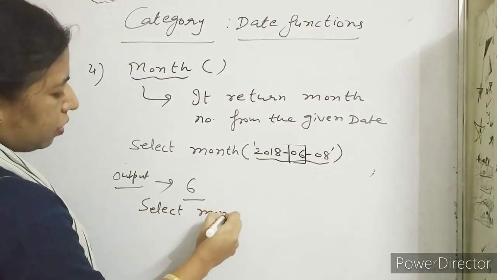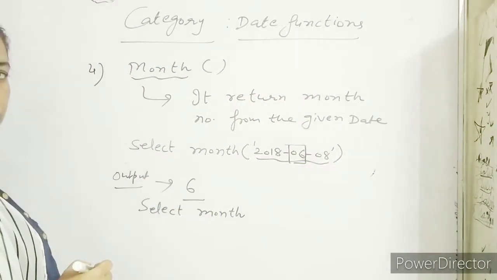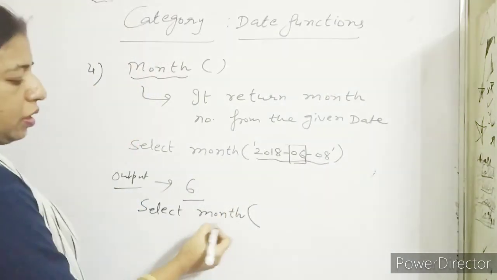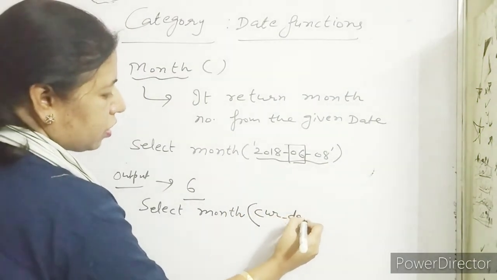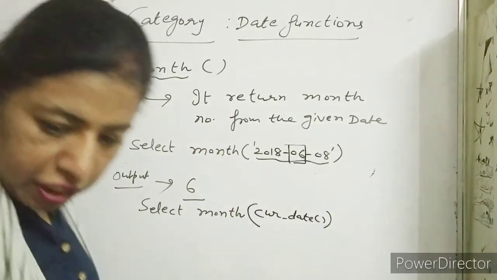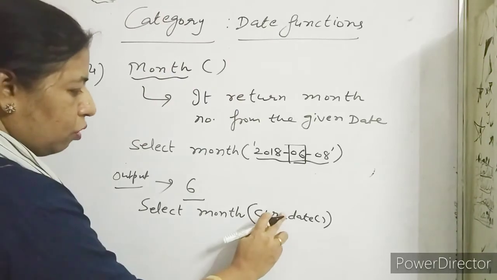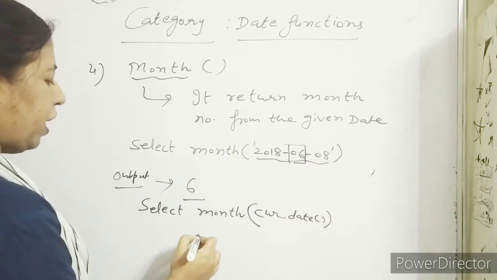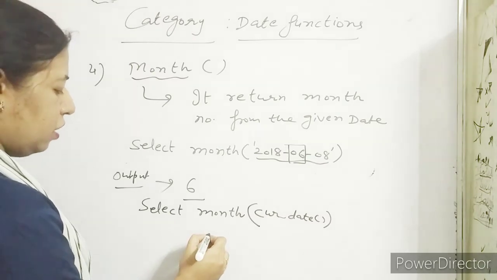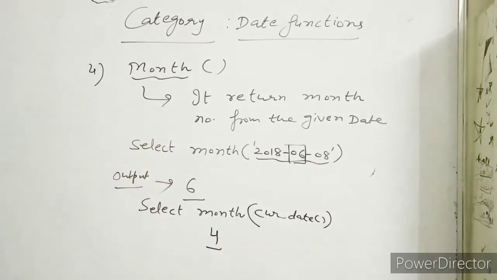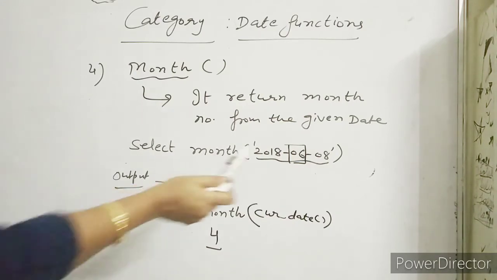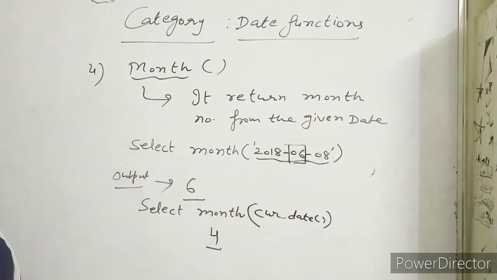Second example you can see. Select month. I want to get the month number from the current date. So what will I write? Month, write here current date. Current date, no underscore is there. You get, which is the month number in the current date? 4. April. In the current date, the month number is 4 because April is the 4th month. And in the previous example, you will get 6 because the month number is 6 for June. Clear?